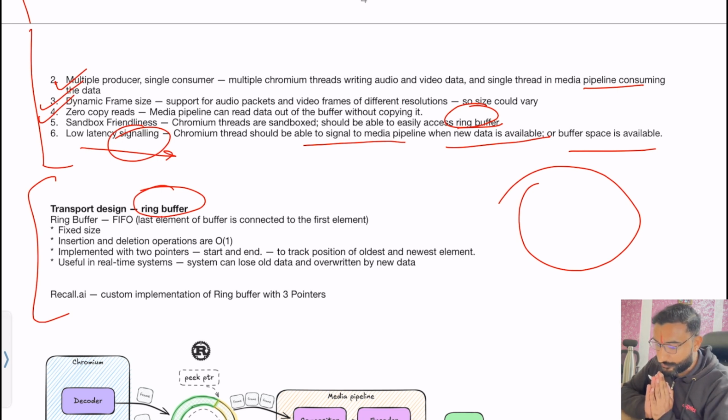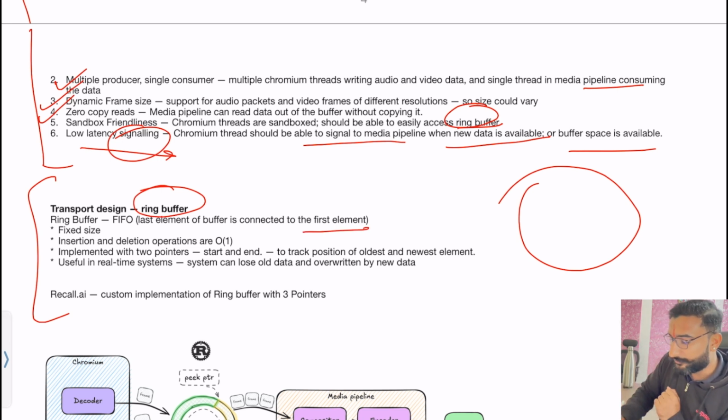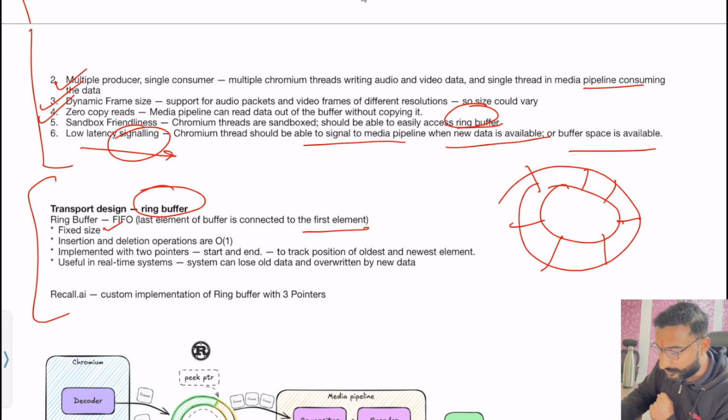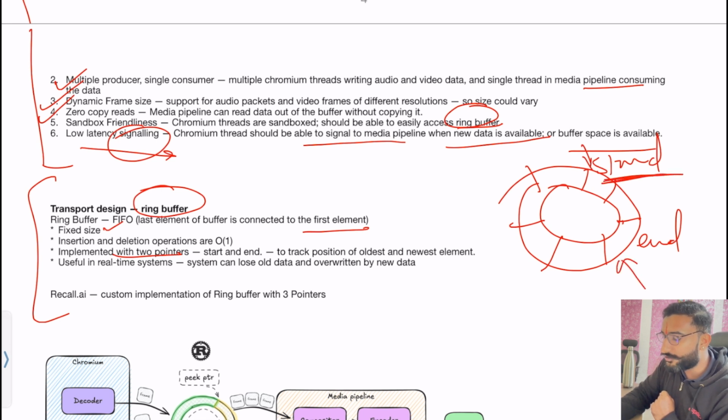First in, first out. The last element of the buffer is connected to the first element. It is of fixed size, so something of this sort. It is implemented with two pointers, one start and one end: where the first data point is written, and where the most recent data is written.